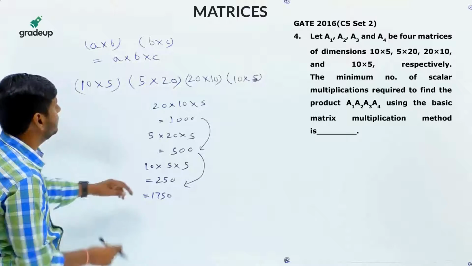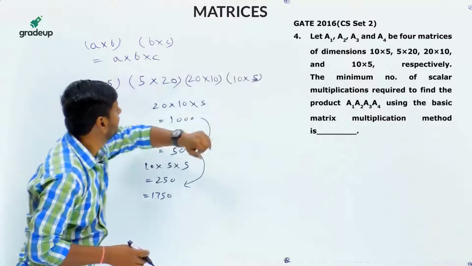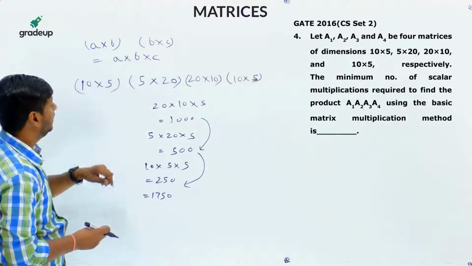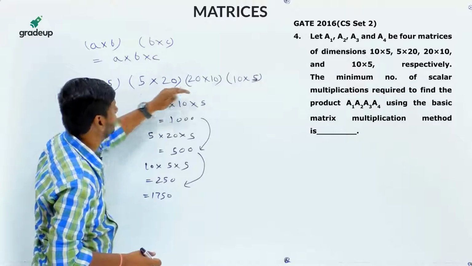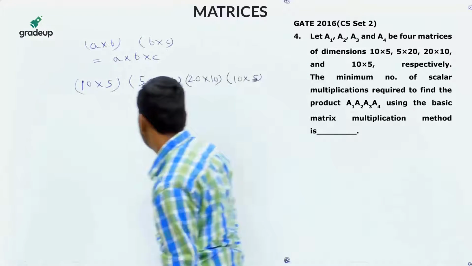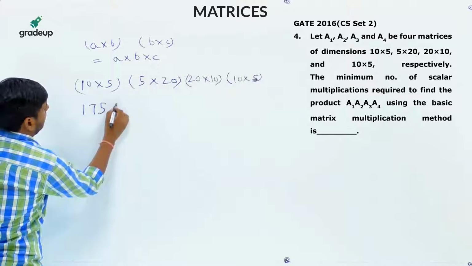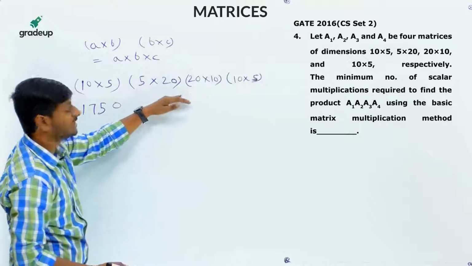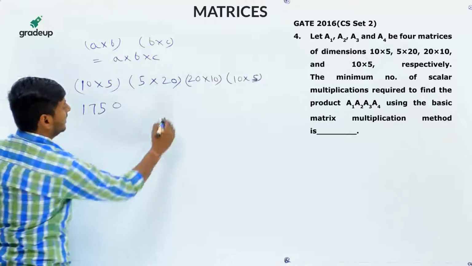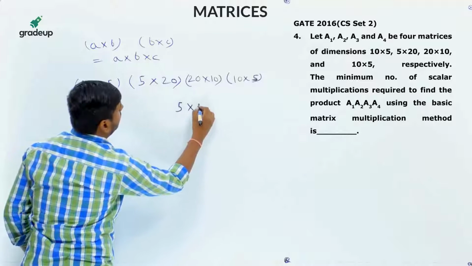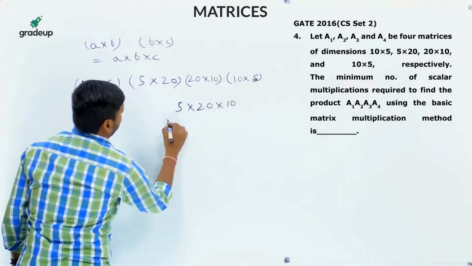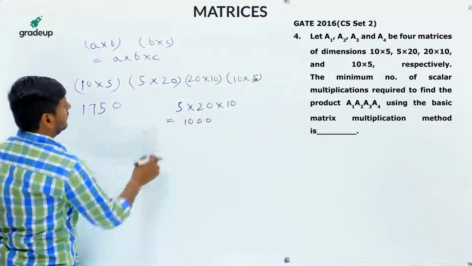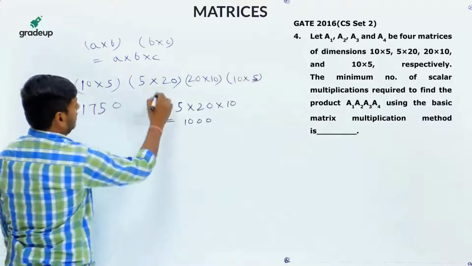Why? Because we multiplied these two matrices first. But if we multiply these two matrices first, then we will get a different answer. We got 1750 the other way. Now we will see what the answer is if we multiply these two matrices first. Then we get 5 into 20 into 10, so the number of multiplications required is equal to 1000. Then we get a 5 into 10 matrix.